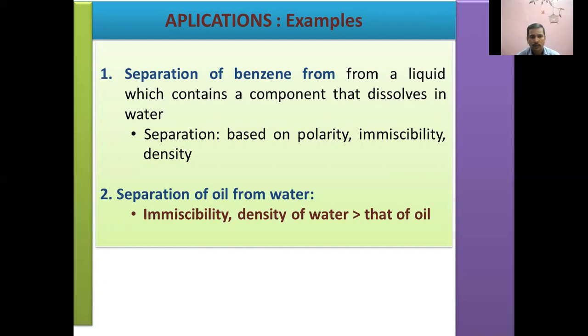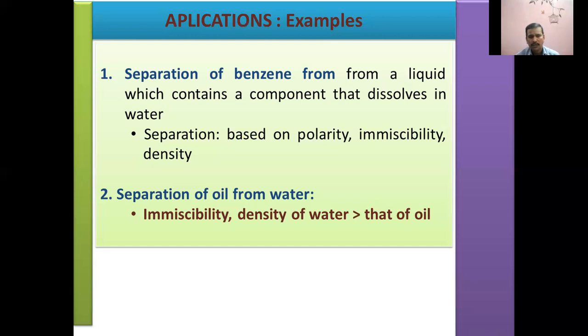So polarity is the first factor. The second factor is density and immiscibility. Benzene and water are two immiscible liquids. They are not mixed. One is not dissolved in the other, right? So benzene will form its own layer above water because of its density and its immiscible nature. Therefore, we can easily separate benzene from any liquid which shows solubility in water.